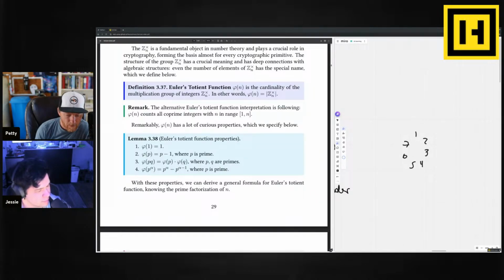Remarkably, phi of n has a lot of curious properties which we specify below. Let's see how remarkable this is. Lemma, Euler's totient function properties. Phi of 1 is 1. Phi of p is p minus 1, where p is prime. Okay, that's interesting. So for any prime number, the phi is the prime number minus 1. Just like when you looked at the phi of 11, it was 10. Okay. Phi of p and q is, okay, that's interesting.